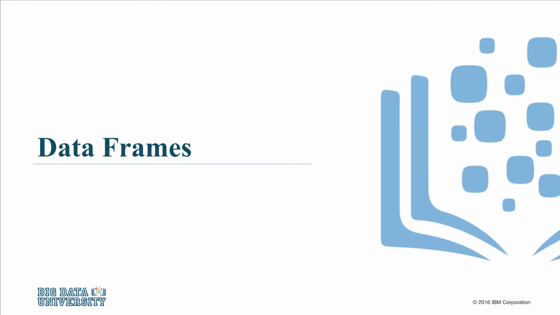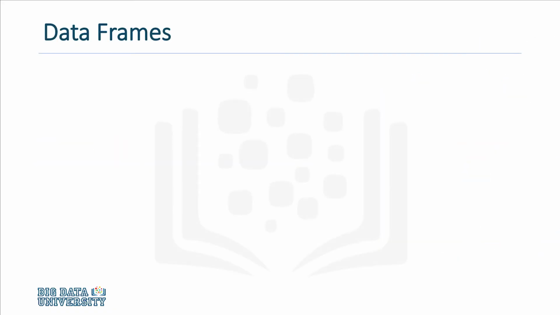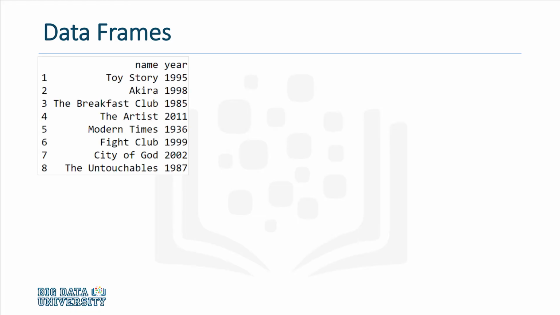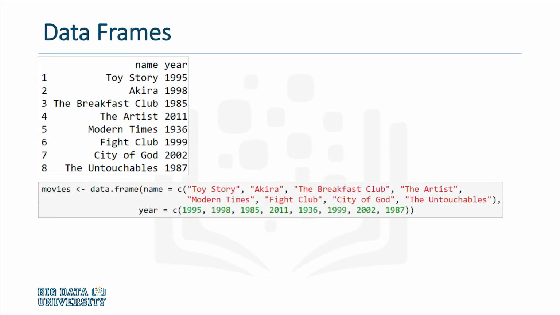Hello, and welcome. In this video, we will show you how to create a data frame in the R programming language, as well as how to access data and make changes. A data frame is a type of structure that contains correlated information. So for example, a data frame would be a great structure for storing these movie titles along with their corresponding years. We need to use the data.frame function, and each argument is a vector that represents one of the columns.